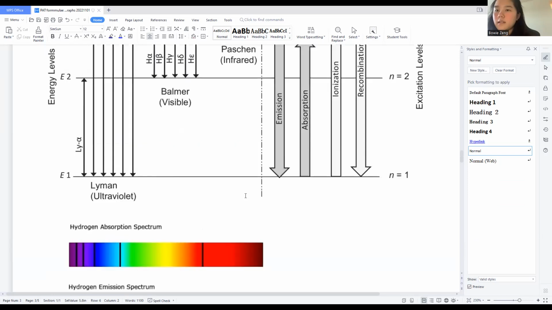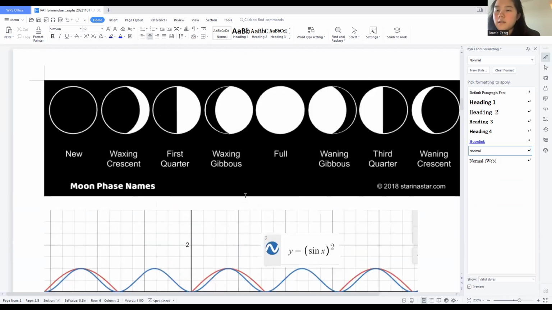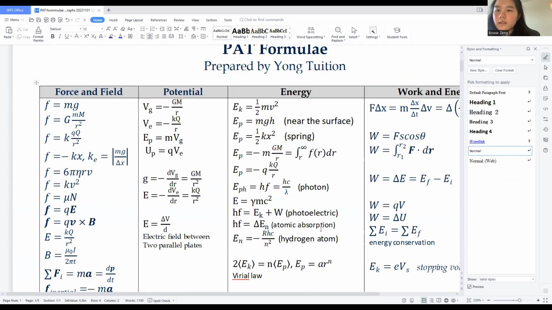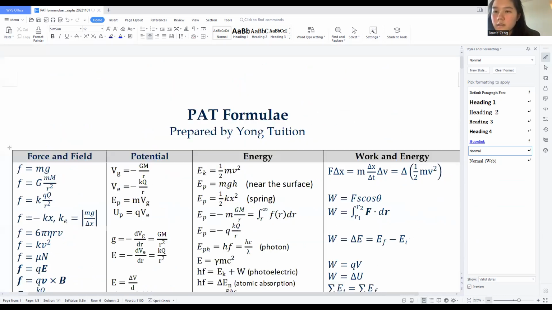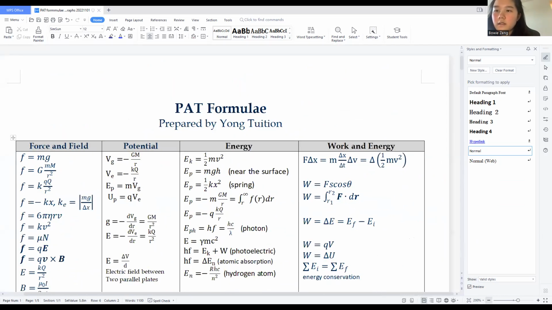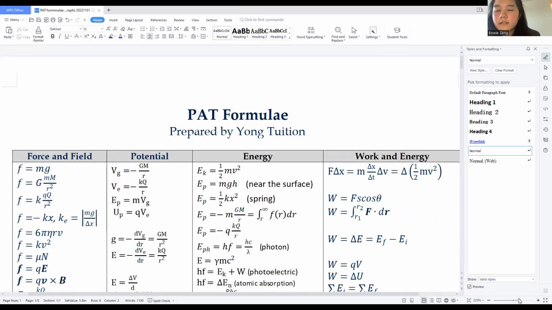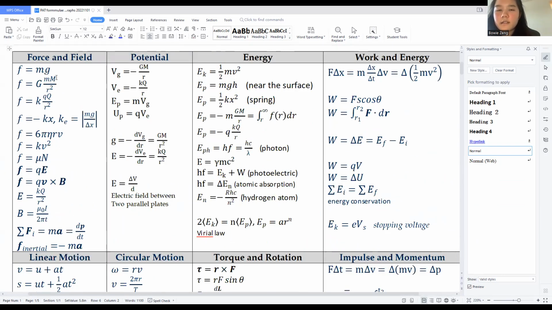I think these are the useful diagrams I will send to you, and these are formulas. Let me explain how I organized this table. It has all the formulas I think are relevant. One is force and field. So I put all the forces together. Can you see? Is it too small? You can see. Yes. So the first force is gravity, which is always downward.